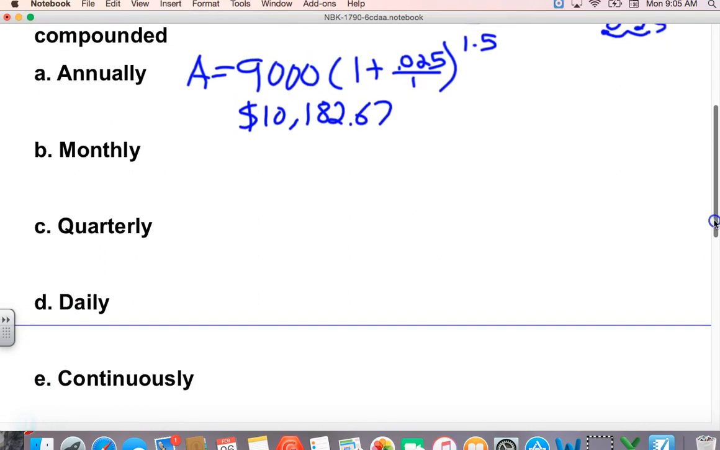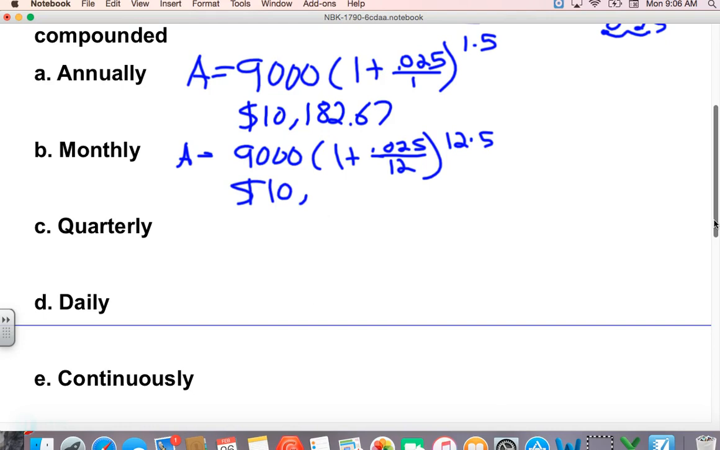So monthly, the only thing that's going to change is N. We still have the same amount, 9,000 times 1 plus 0.025, same interest rate. But now if we do it monthly, how many times a year do we do it? 12, right? So N is 12, 12 times 5. You're going to use the exact same formula, type in everything exactly the same, except now instead of 1, you're going to put 12 in place of N. Hit enter, and you should get $10,197.01.